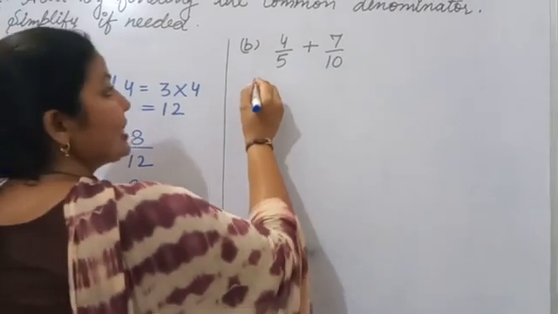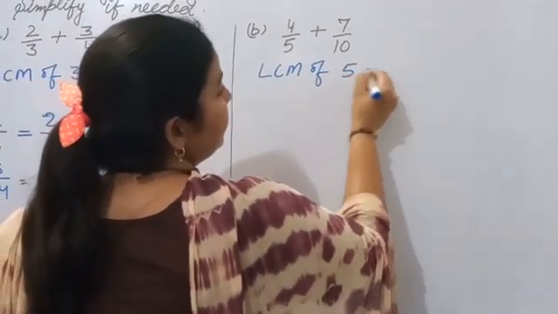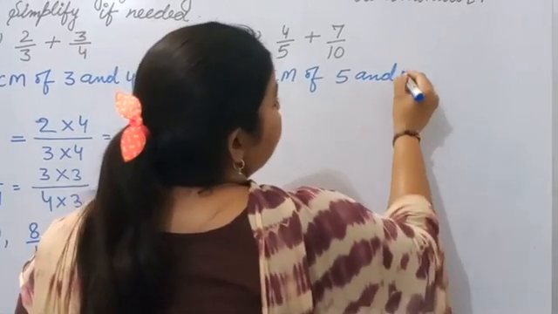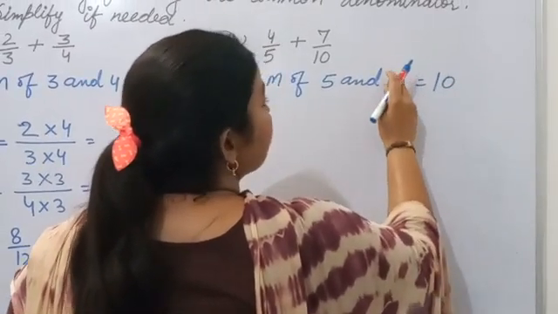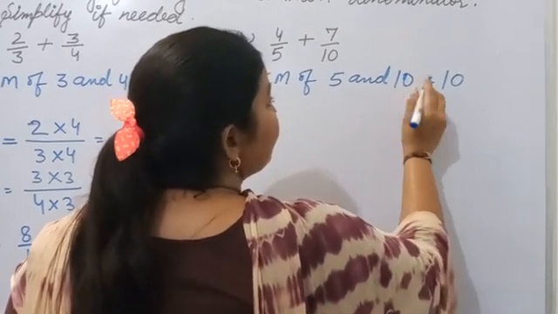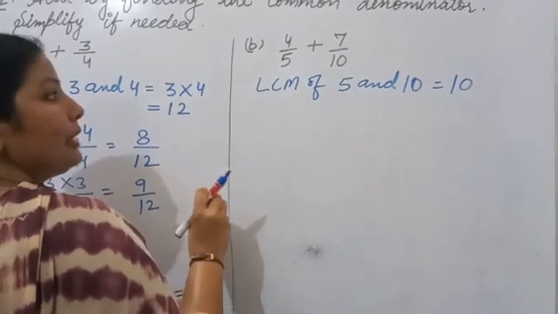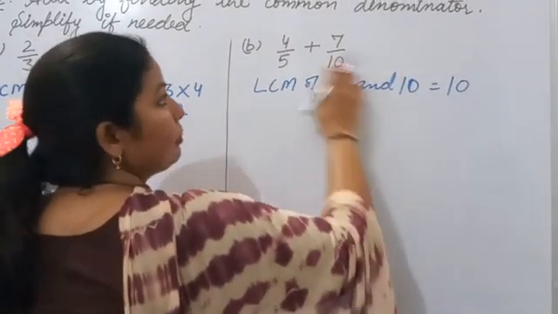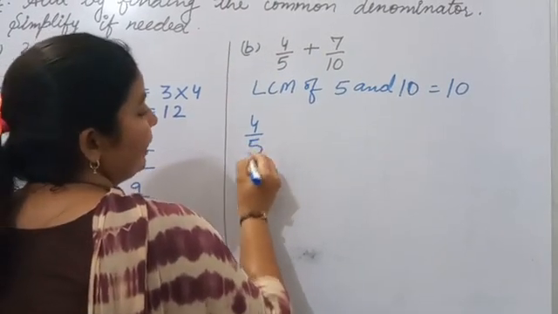So now we write here LCM of 5 and 10 equals to 10. Orally you can find, because 5 2 are 10, so that means 10 will be our LCM. Okay. Now we should make same denominator. We should make both 10. So first is 4 upon 5. 5 will be 10.